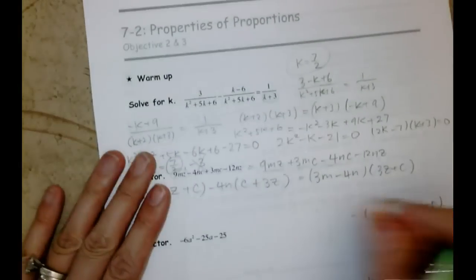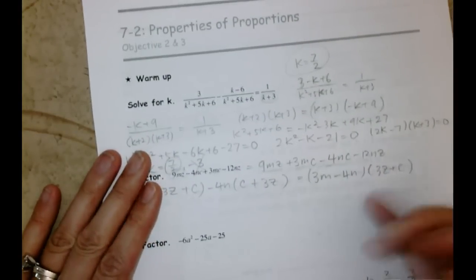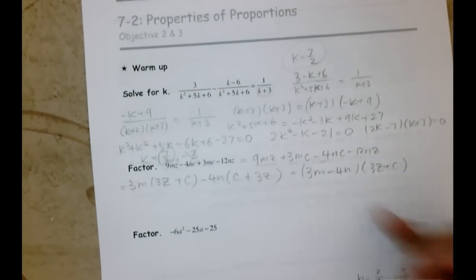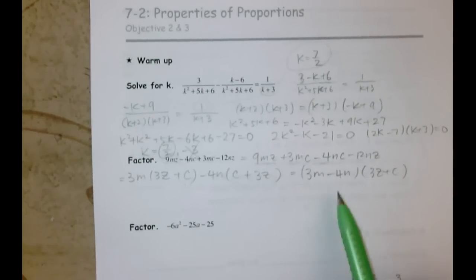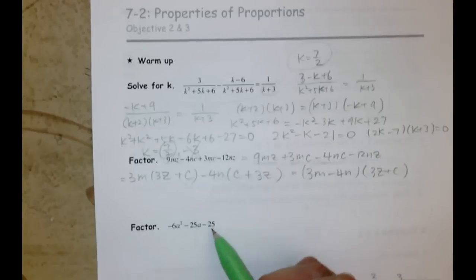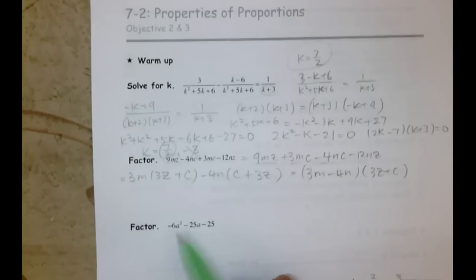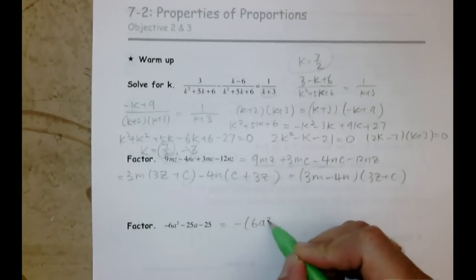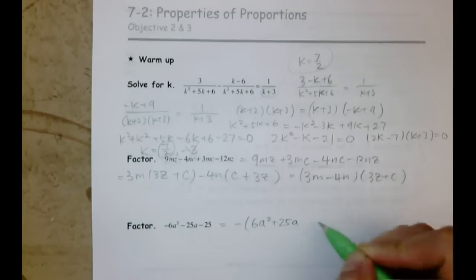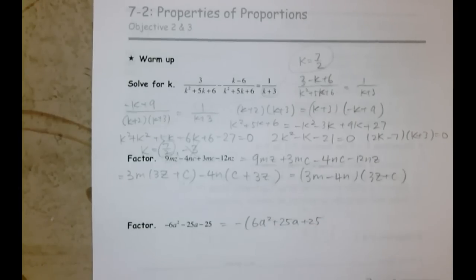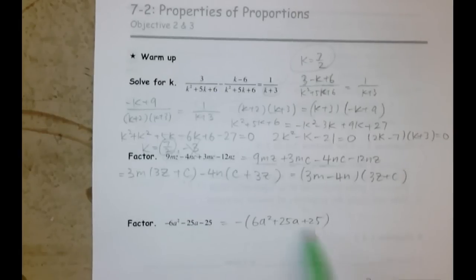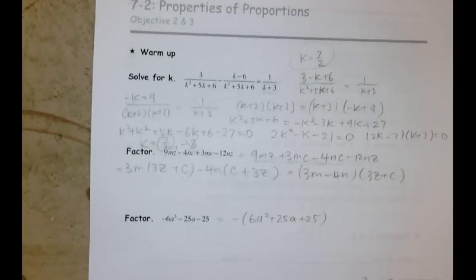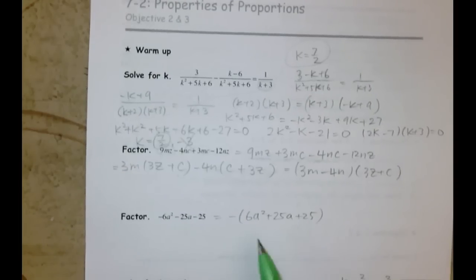I'm going to erase this again, so we have space. Okay. All right. So this one, I don't like having a negative in front of the leading coefficient, so I'm going to factor the negative out first. Okay, now I can factor inside and then leave the negative in. You don't have to do that, but I think it's easier if you do it that way.